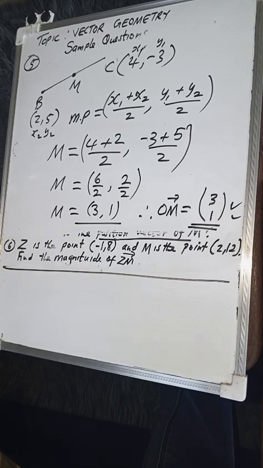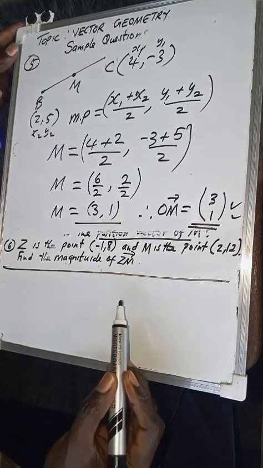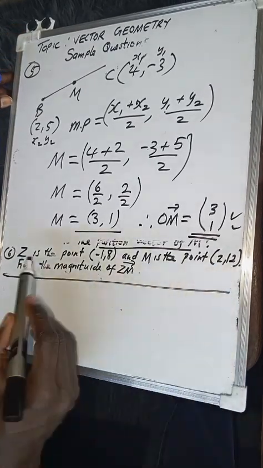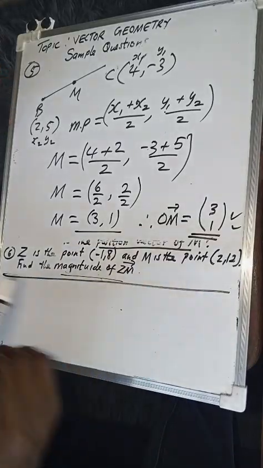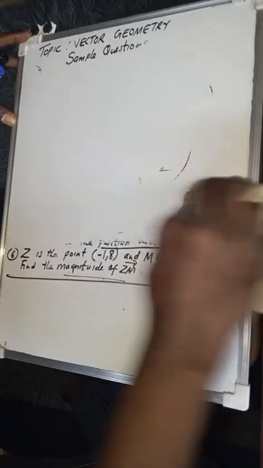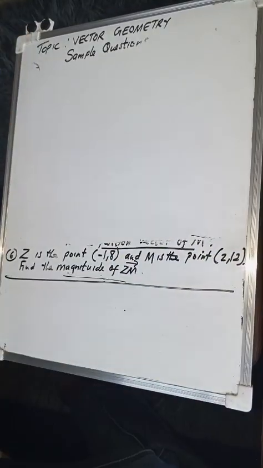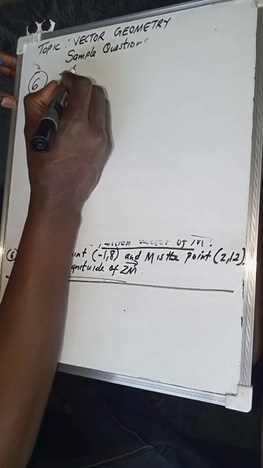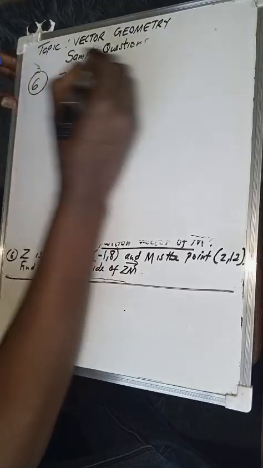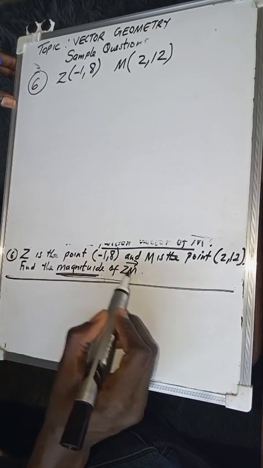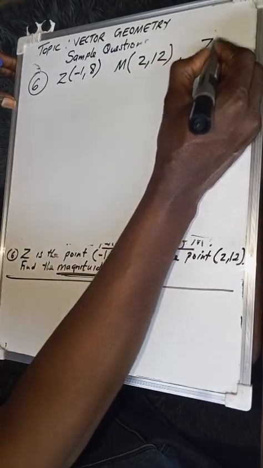Let's conclude with our last one. Our last one there says, Z is the point (-1, 8) and M is the point (2, 12). Find the magnitude. Remember where I told you where they give you 2 points and they tell you to find the magnitude. So this is the situation that we have encountered in our last question. So let's see how you can go about that. So number 6 there, they have given you Z as the point (-1, 8) and M as the point (2, 12). Then the question says find the magnitude of ZM.